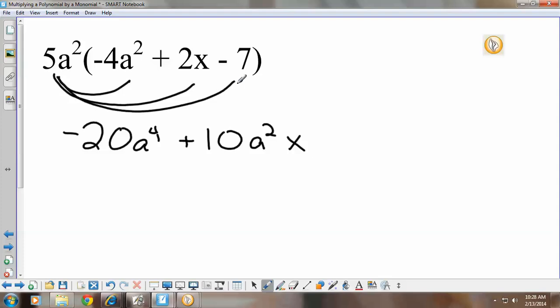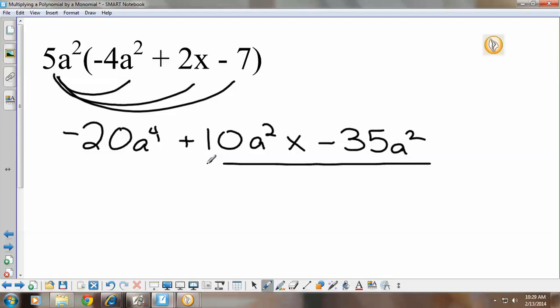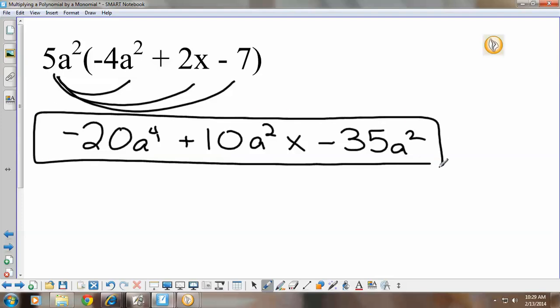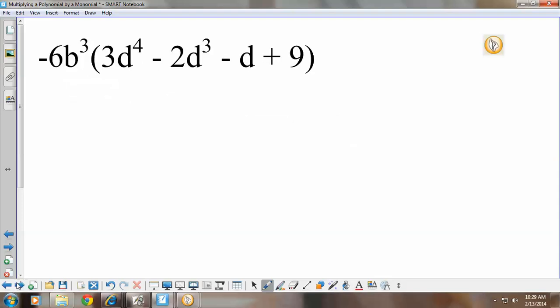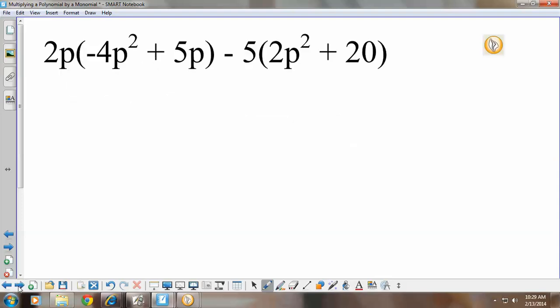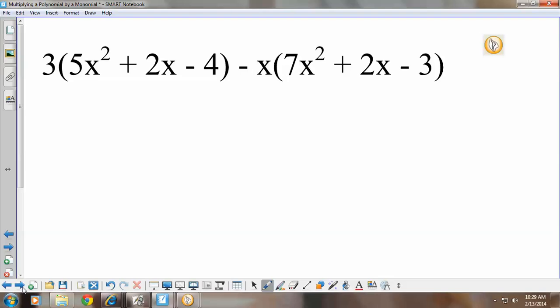5a squared times negative 7 is negative 35a squared. Do we have any like terms here? a squared and a to the fourth, are those considered like terms? Nope. This is as far as we can go. Let's see what else we've got. I'll give you a second to copy this one into your notes.